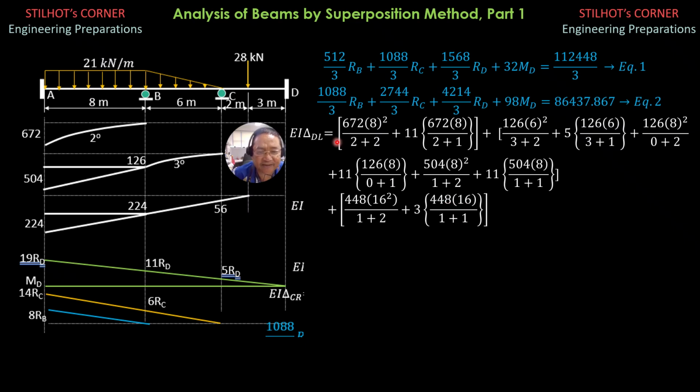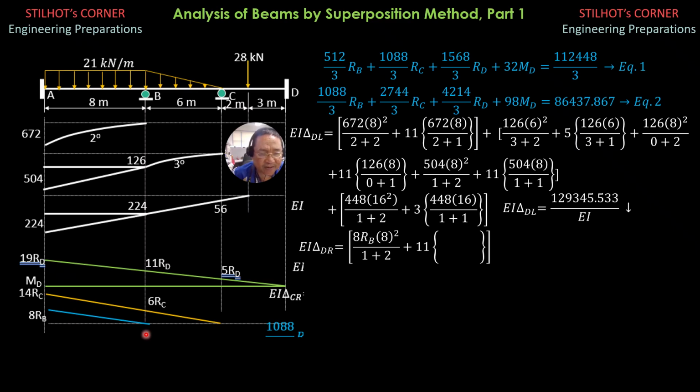So simplifying, EI delta B due to the load is equal to 129.5 downward. Then EI delta B due to the reactions. This one due to deflection, 8 RD, 8 square over 1 plus 2. Then due to slope, 11 of 8 RD times 8 over 1 plus 1.